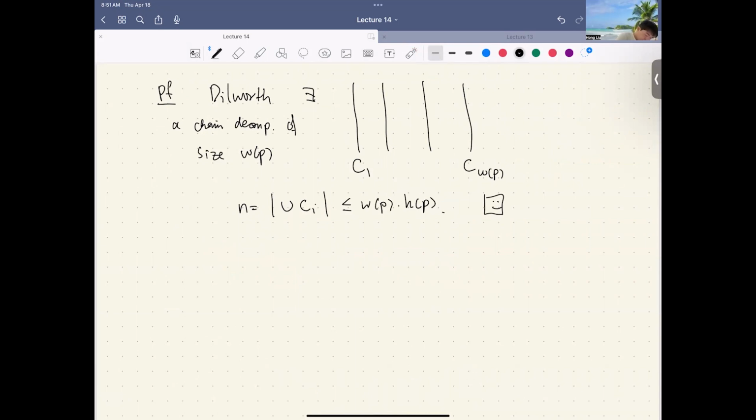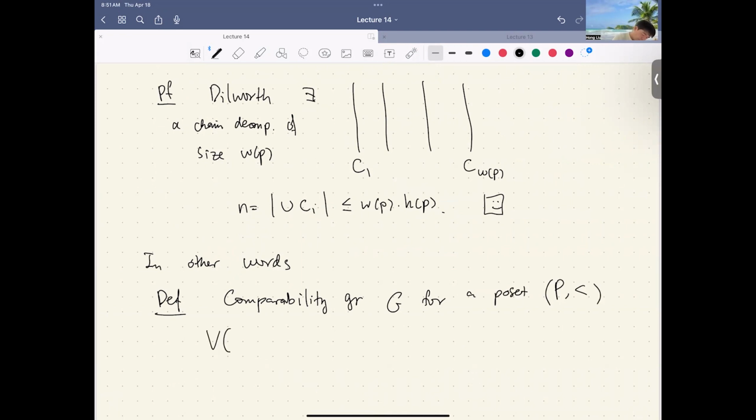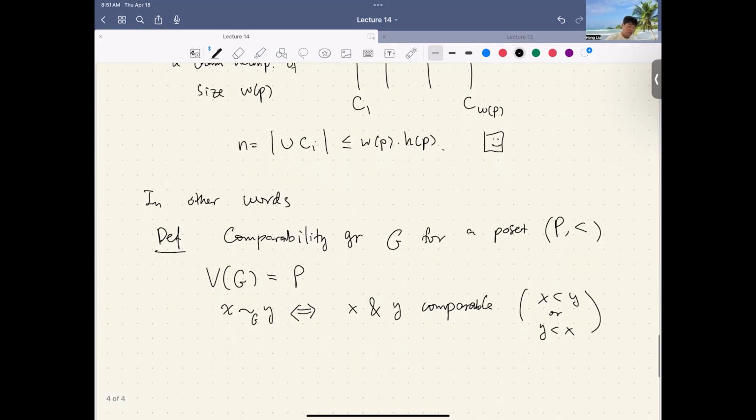So in other words, we can define the comparability graph G for a poset P, where V of G is just the points in P, and X is adjacent to Y in G if and only if X and Y are comparable, i.e. X less than Y or Y less than X in the poset.